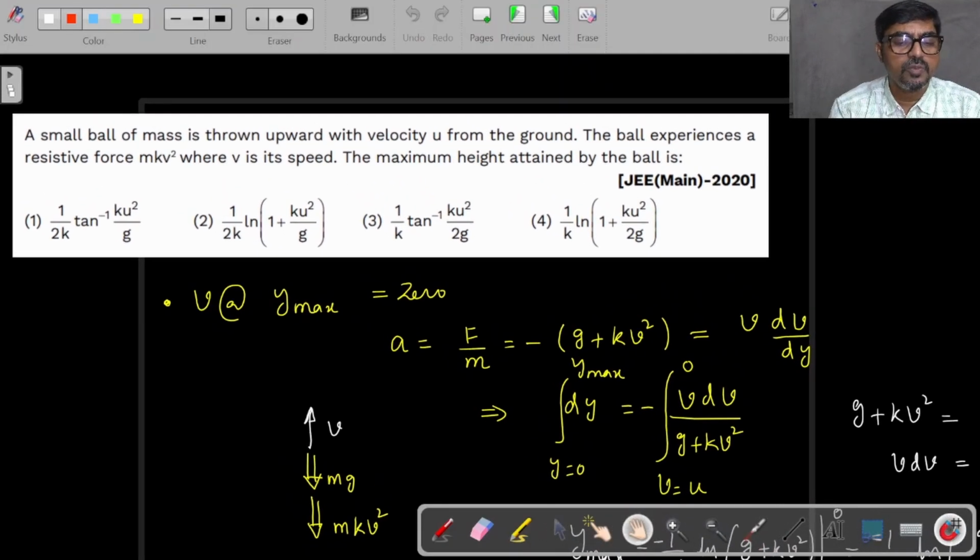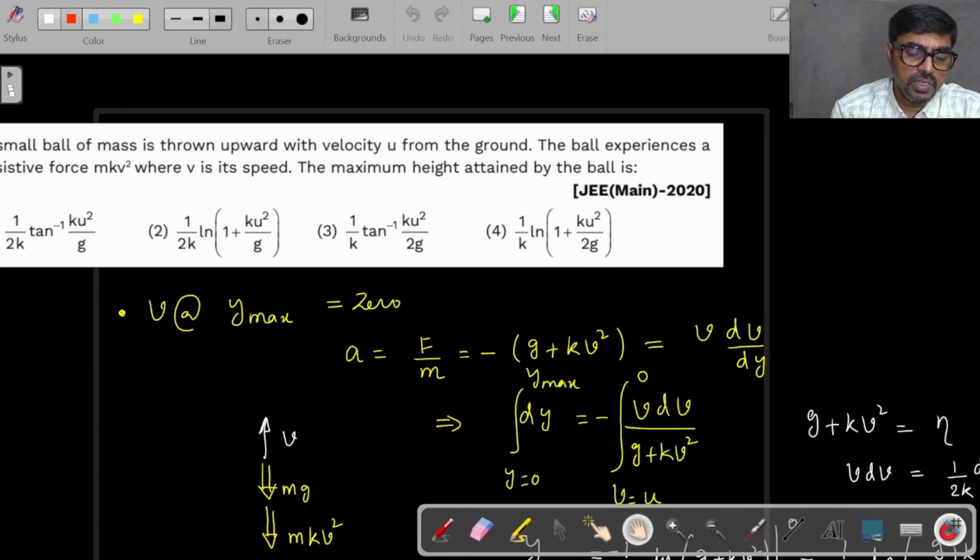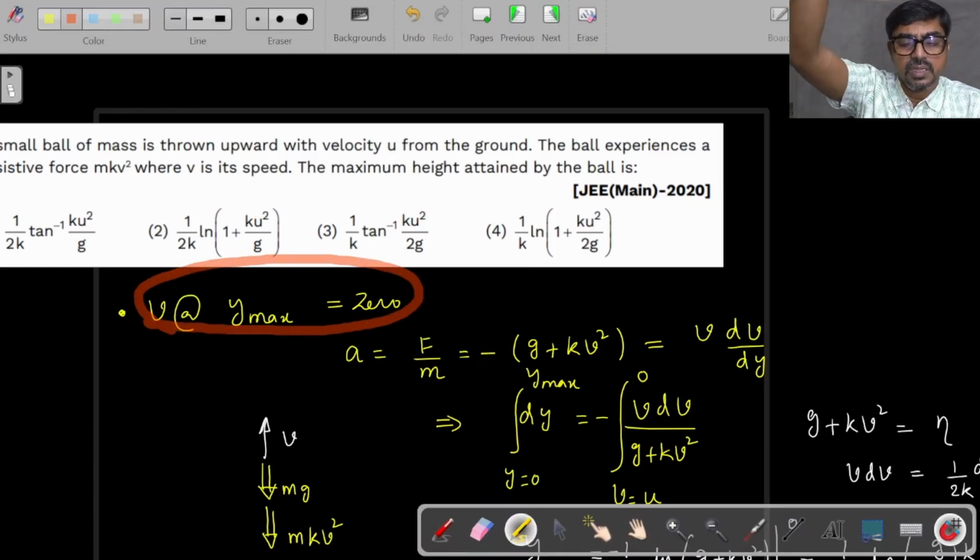A small ball of mass m is thrown upward with a velocity u from the ground. The ball experiences a resistive force m into kv square, where v is its speed. The maximum height attained by the ball is, okay. So at maximum height, what is the velocity? It's going to be 0, no? And after that it is going to return back. So whenever it is retracing the path, at that moment it is going to have 0 velocity momentarily.